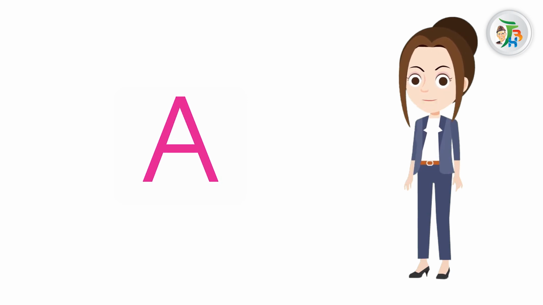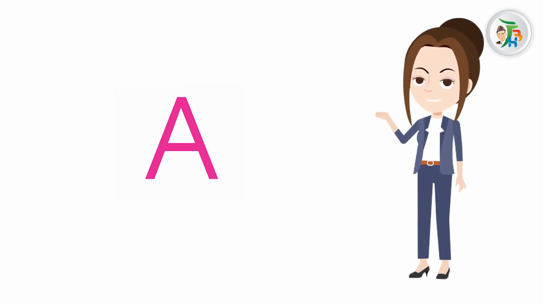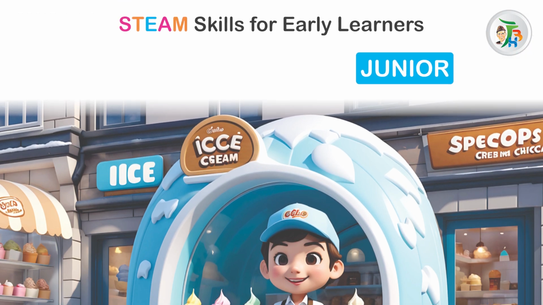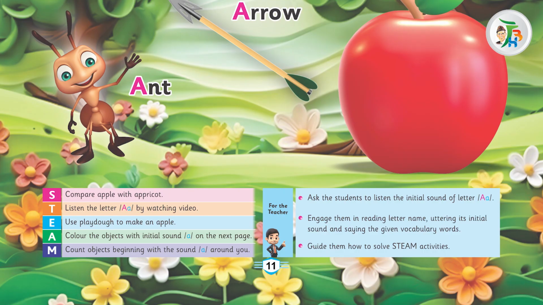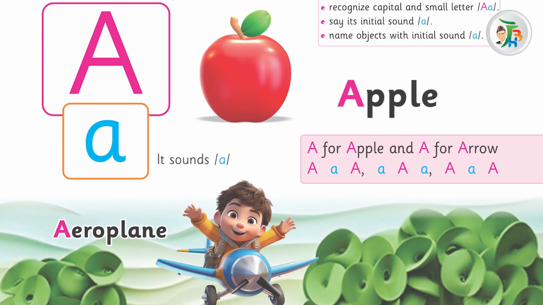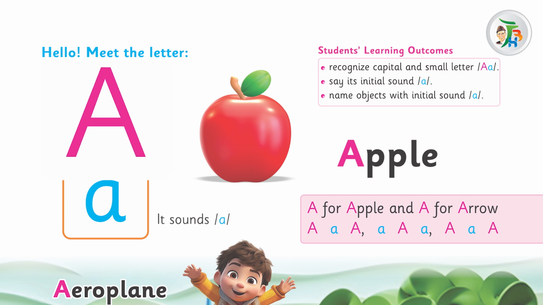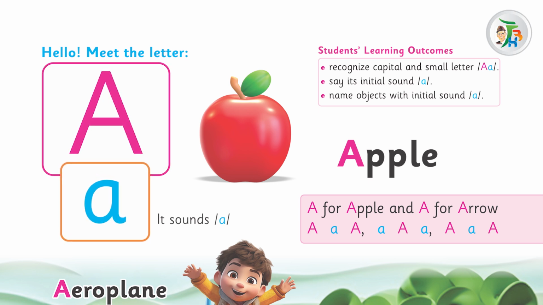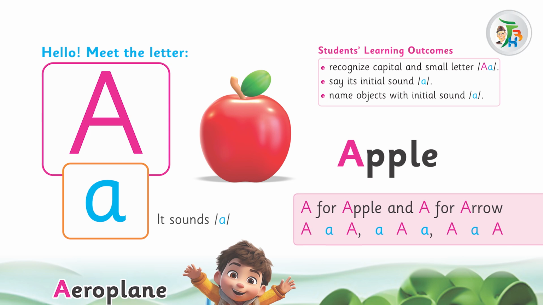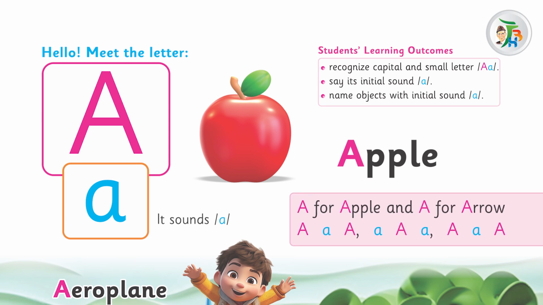So my lovely students, do you know the sound of letter A? The sound of letter A is A. A. Apple. Now let's move to your book. Hello, meet the letter A. This is how the capital letter A looks, and this is how the small letter A looks. Apple. A for apple and A for arrow.